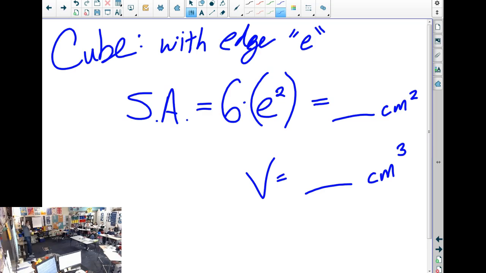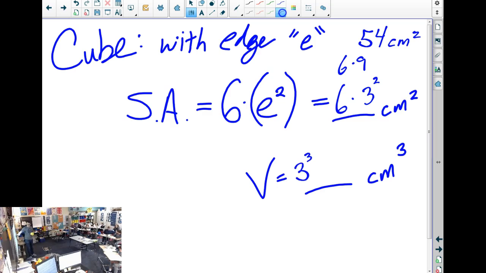So with that cube, what's our surface area? Well, it's 6 times 3 squared, or 6 times 9, which is 54 centimeters squared. Questions? So realize here our volume was 3 cubed, and it was only 27.